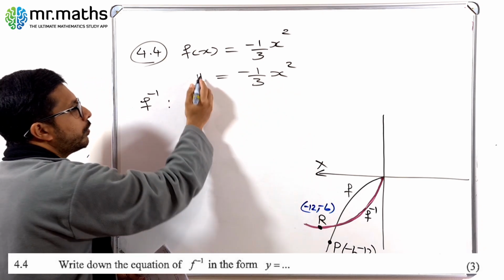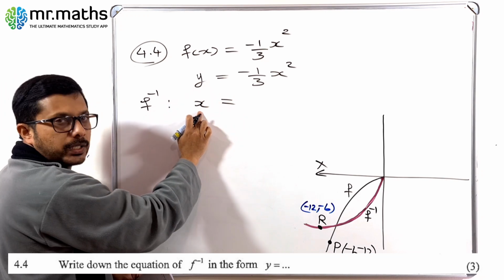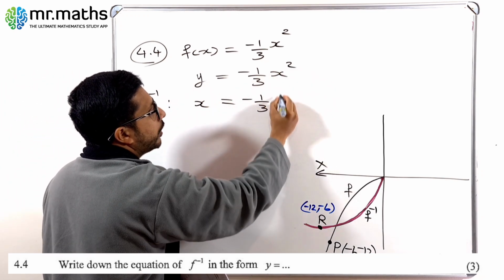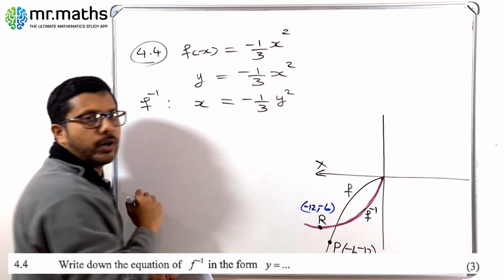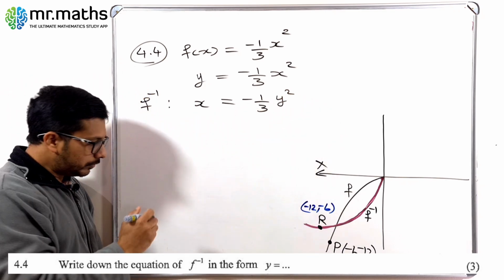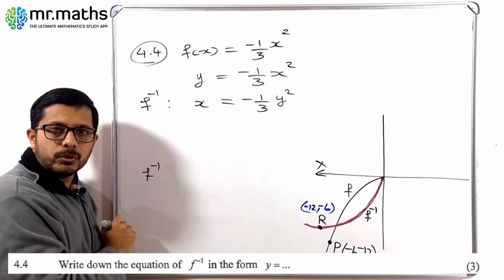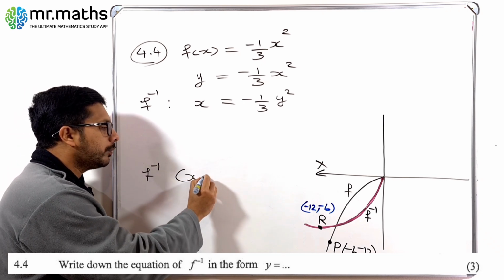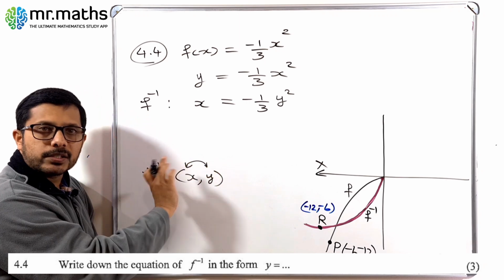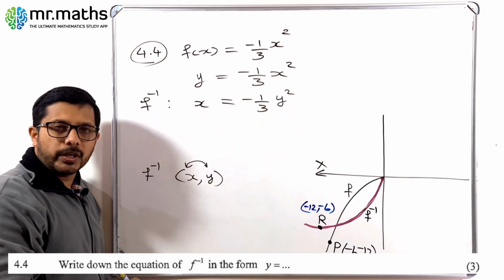Okay, so look at how I am going to write. x is equal to, I wrote this y as x, minus 1 over 3 x square. So what must I write? y square. Okay, so listen once more. To find f inverse, what you are supposed to do, you have to swap this x and y. Okay, you have to swap x and y. This y becomes x and x becomes y.